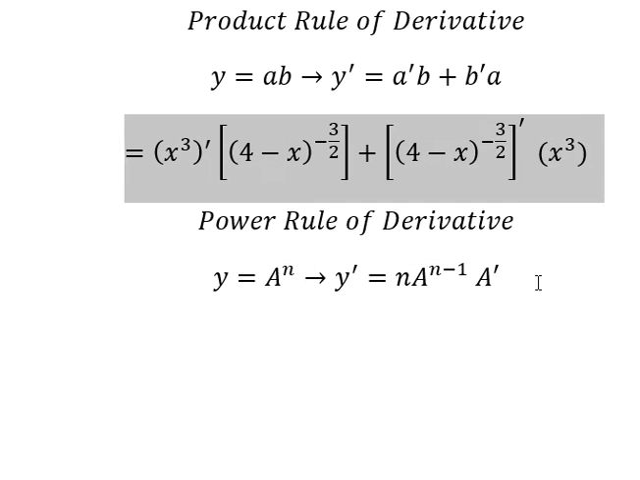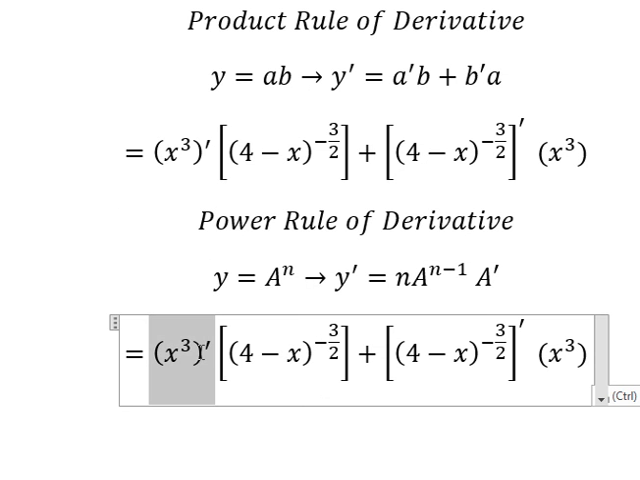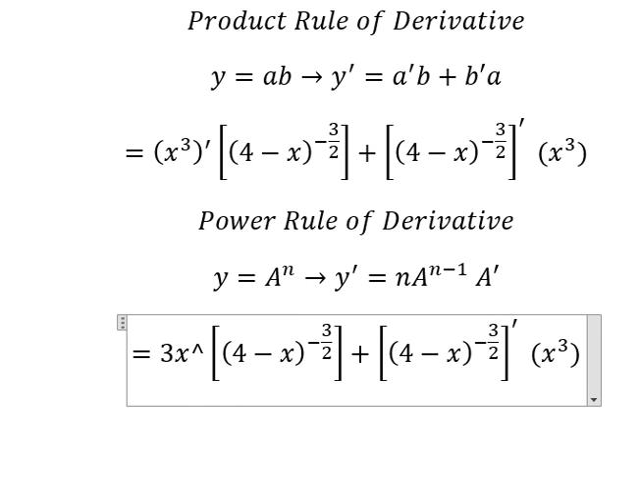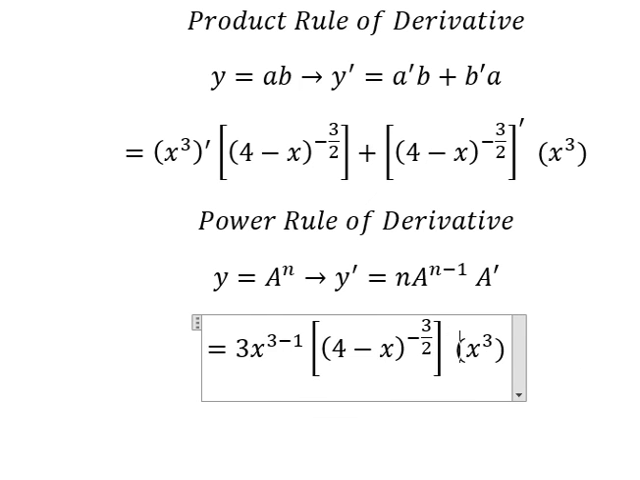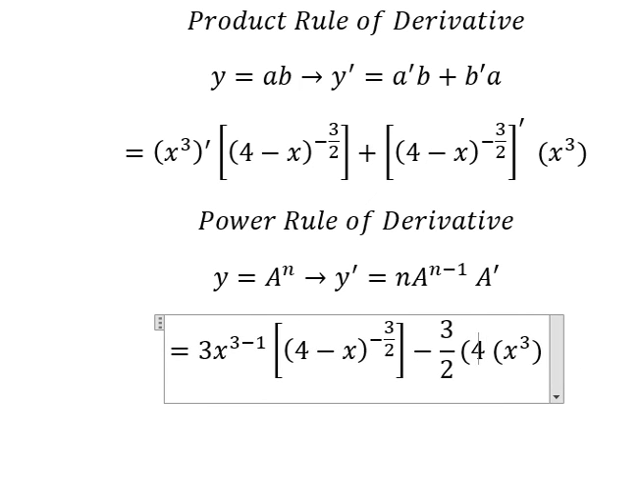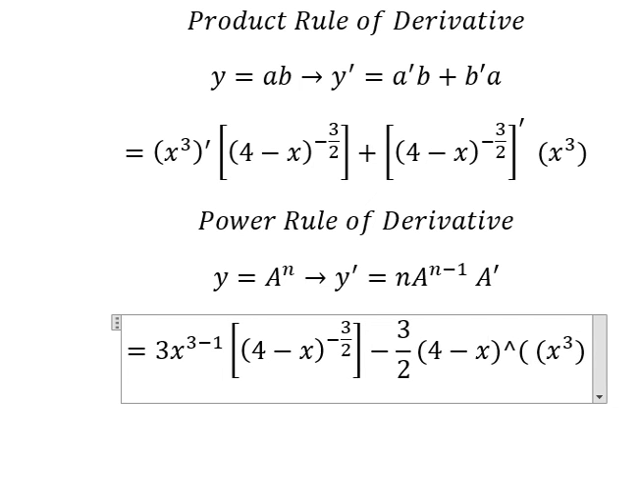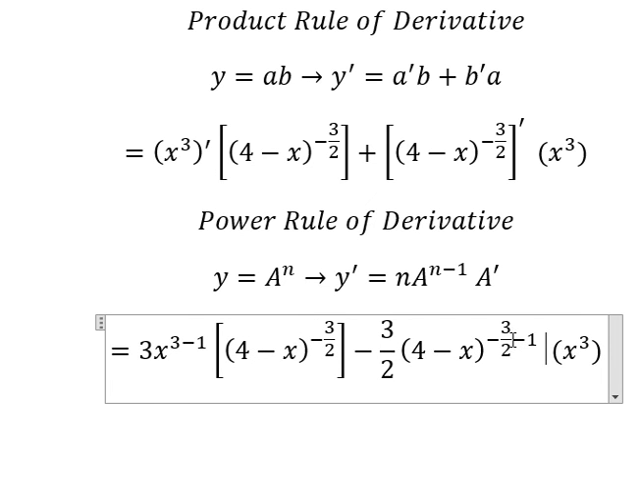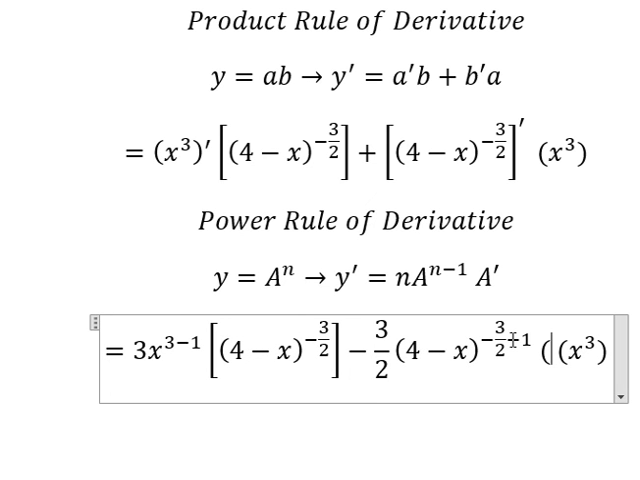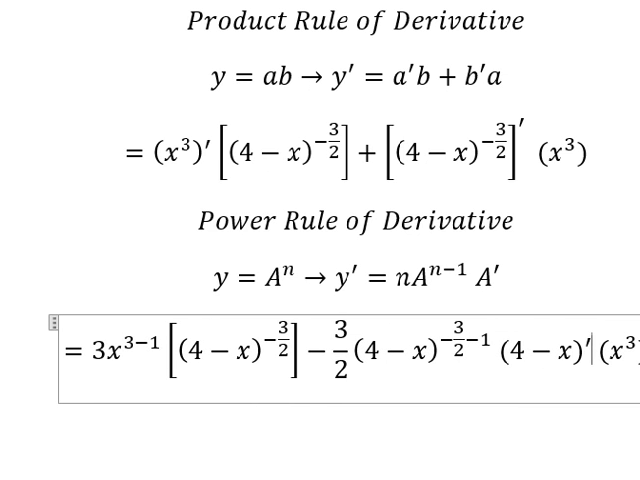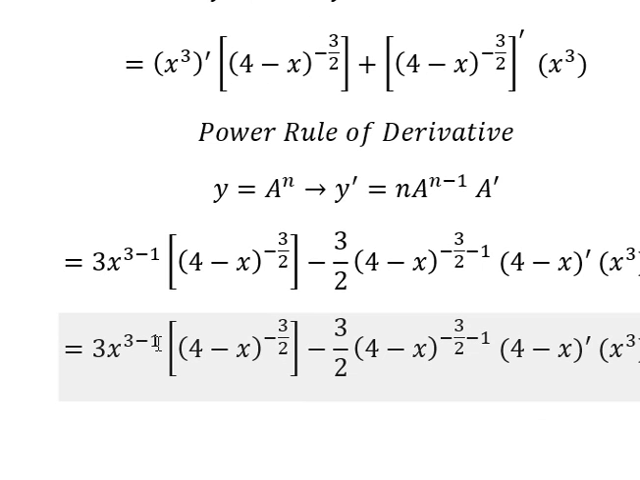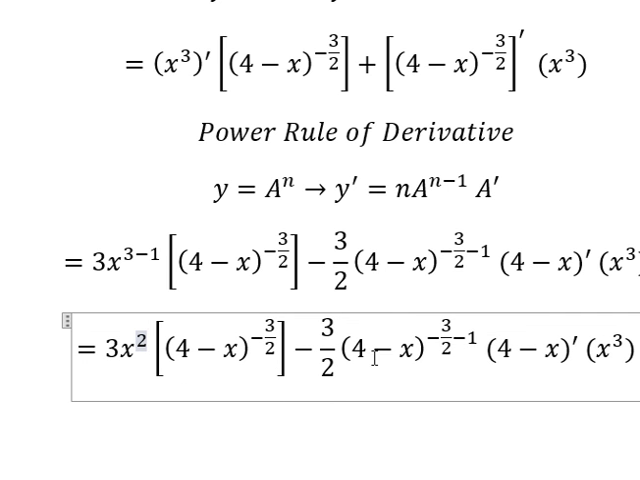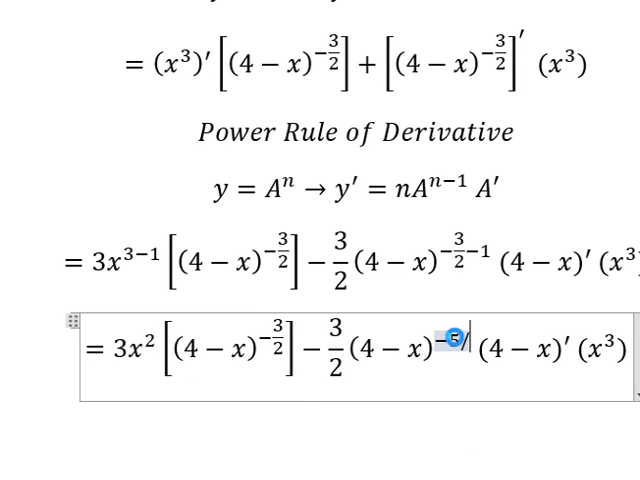Now, for this one, we have 3s to the power of 3 minus 1. The next one in here, we have negative 3 over 2, 4 minus s to the power of negative 3 over 2 minus 1. And later that, we do first derivative of 4 minus s. This one, we have number 2. This one, we have negative 5 over 2.